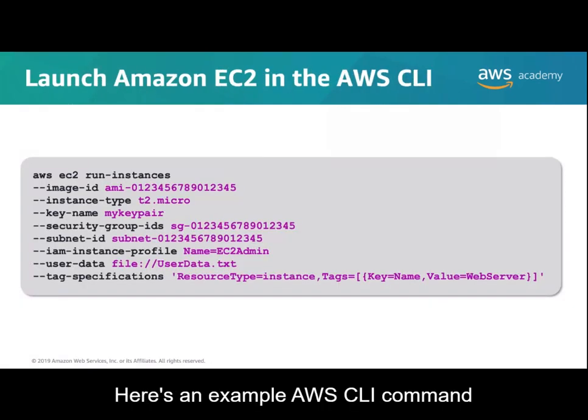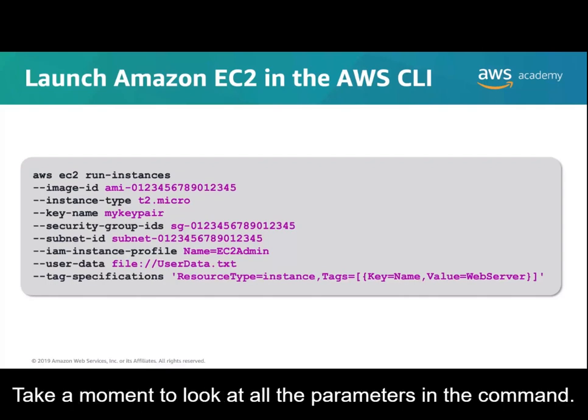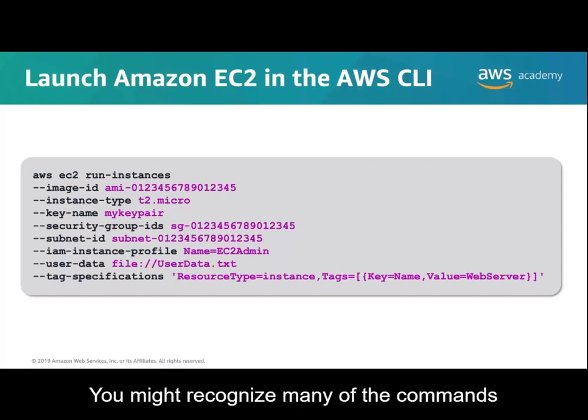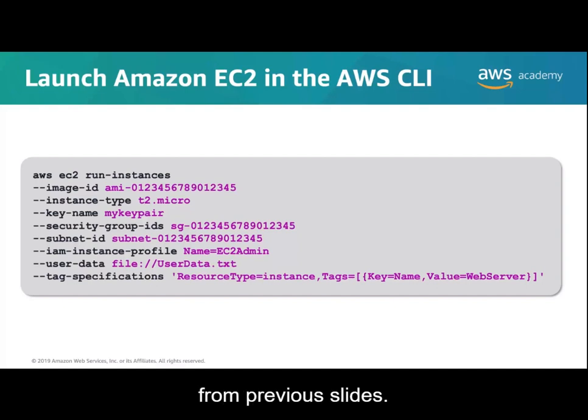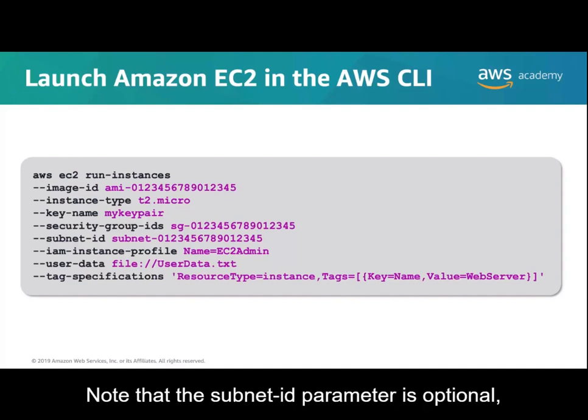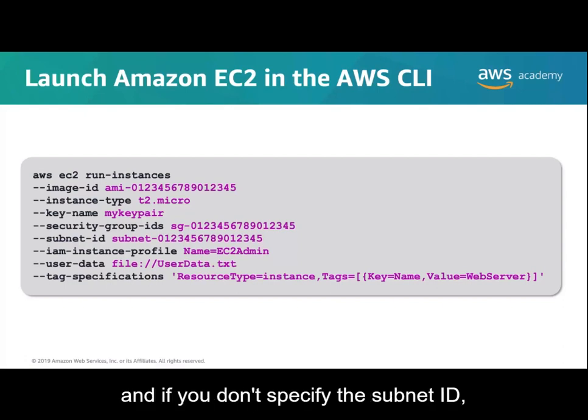Here's an example AWS CLI command that will launch an EC2 instance. Take a moment to look at all the parameters in the command. You might recognize many of the commands from previous slides. Note that the subnet ID parameter is optional, and if you don't specify the subnet ID, the instance will be launched in the default subnet of the default VPC.